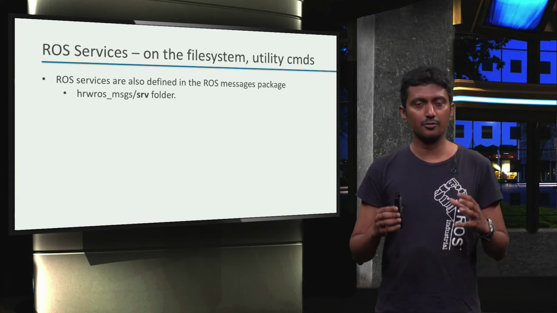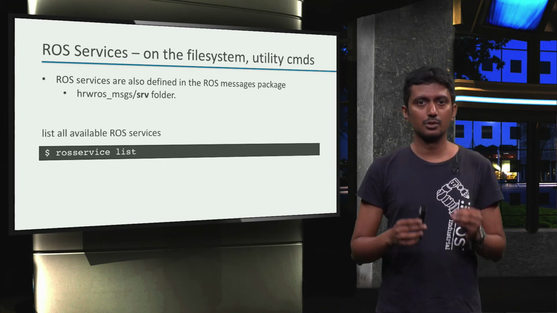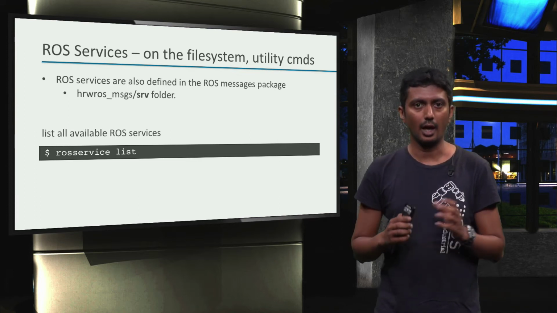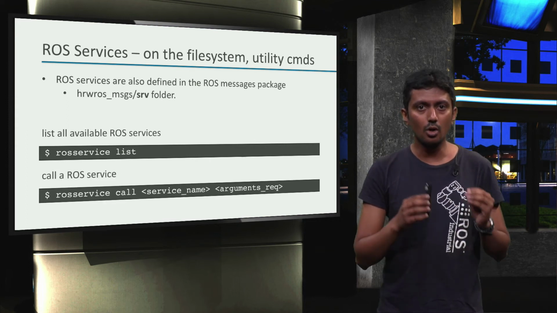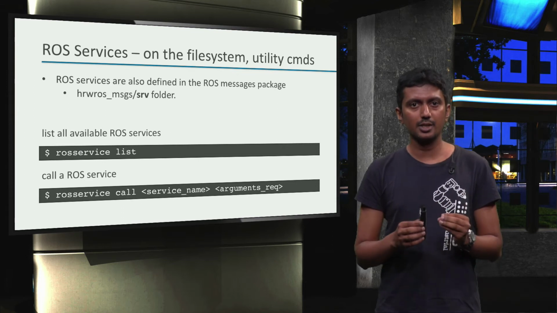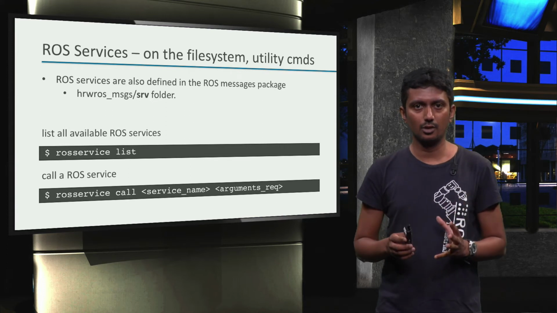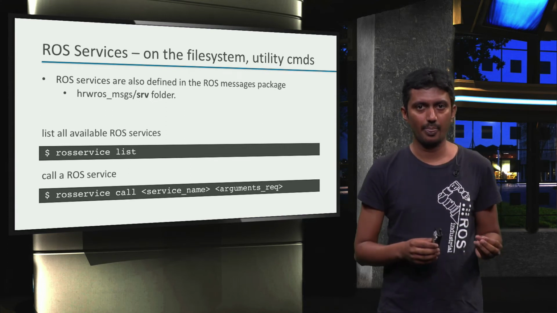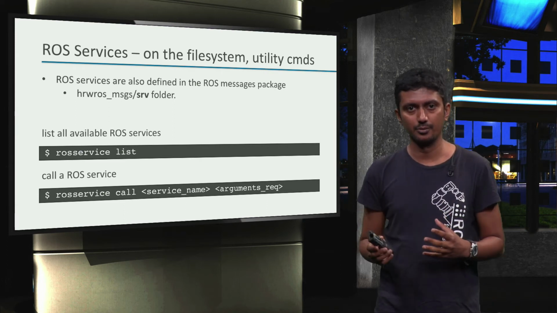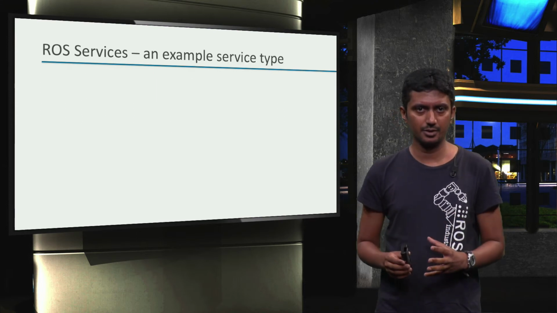Let's now look at a couple of utility commands. The command rosservice list can be used to list all available ROS services in a running ROS application. And a ROS service can be called using the command rosservice call, service name, arguments corresponding to the service request field. The result of executing the service call will be populated in the response field. We will see these commands and some more in the code illustration that will follow in the next video. Before we do so, let's take a look at an example ROS service definition.